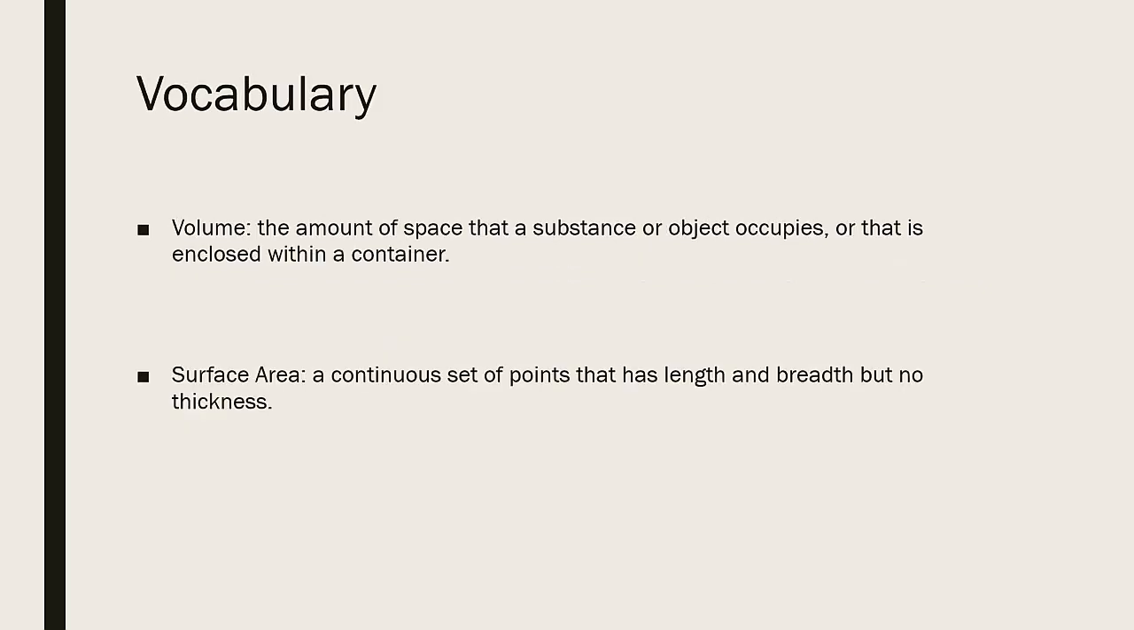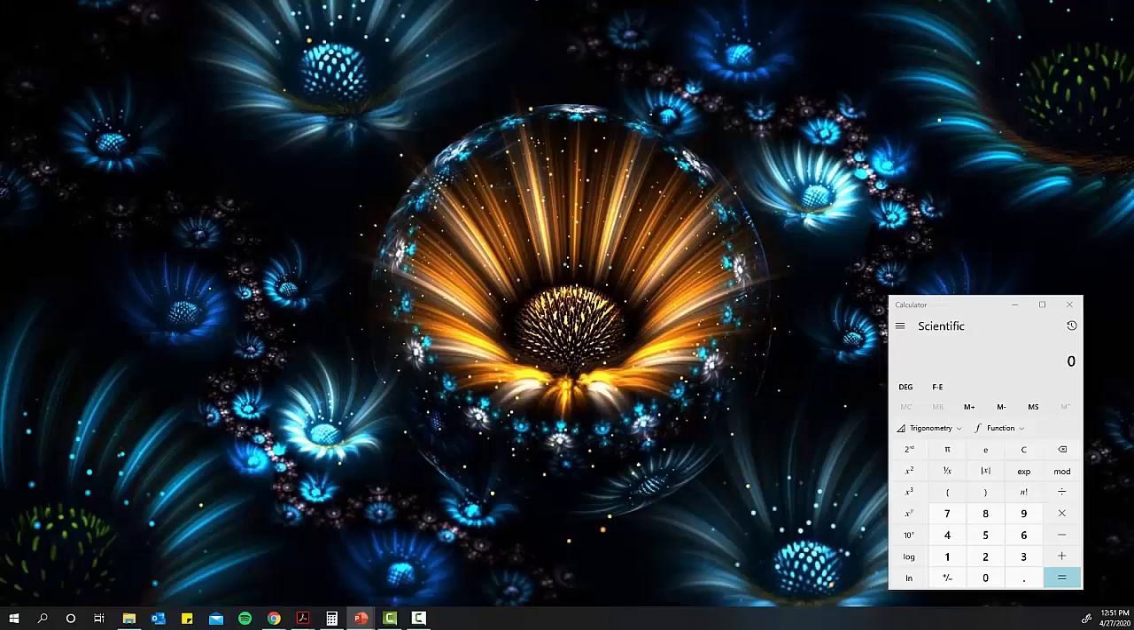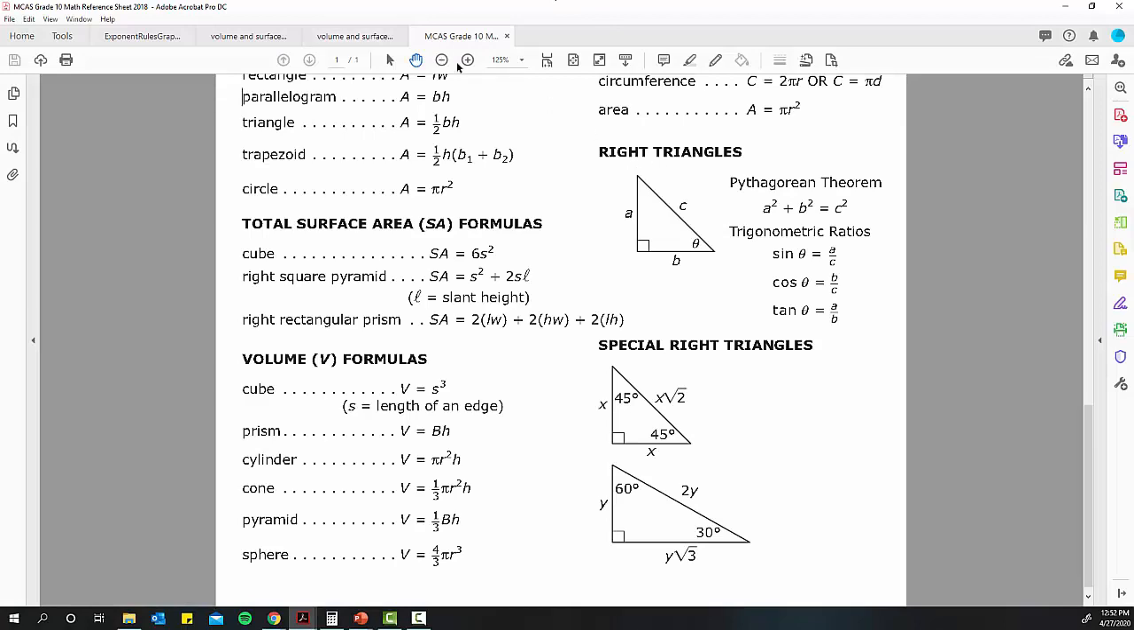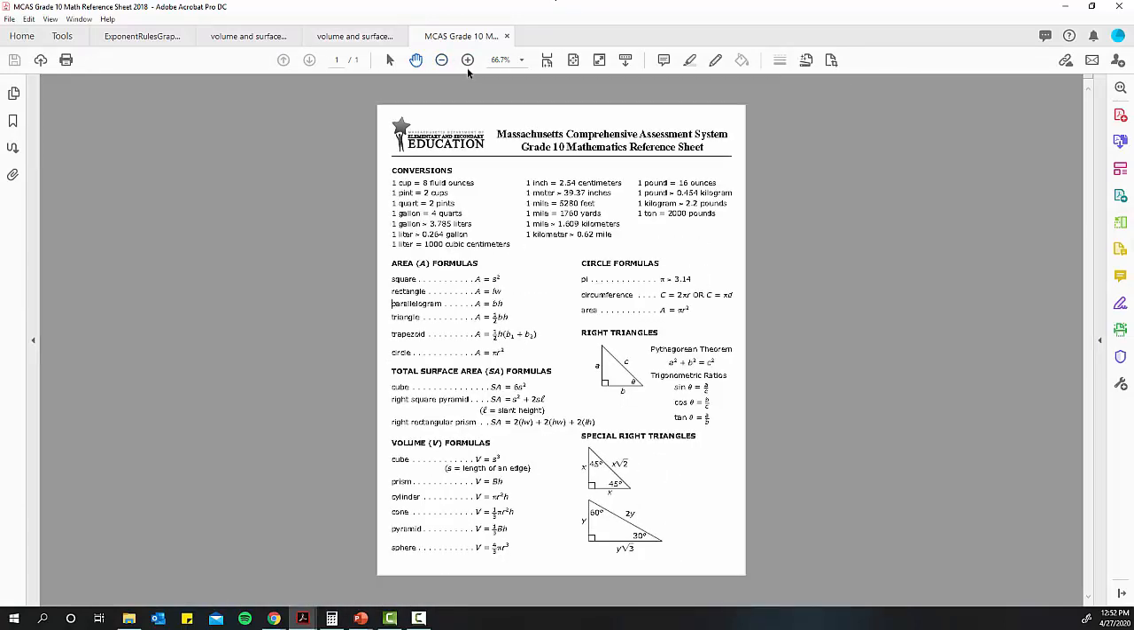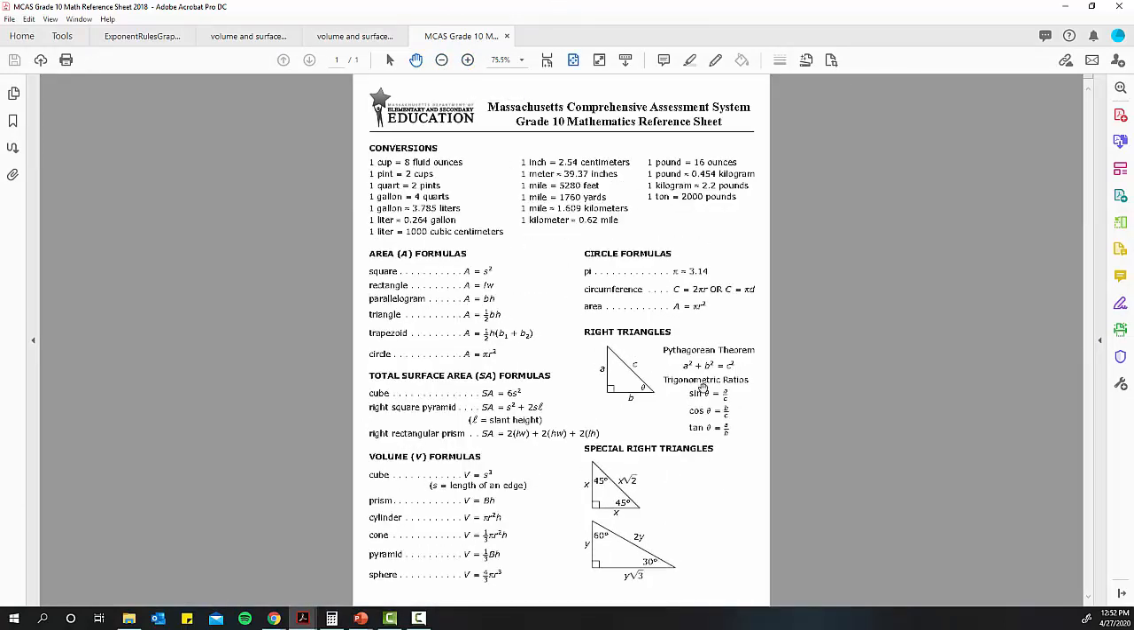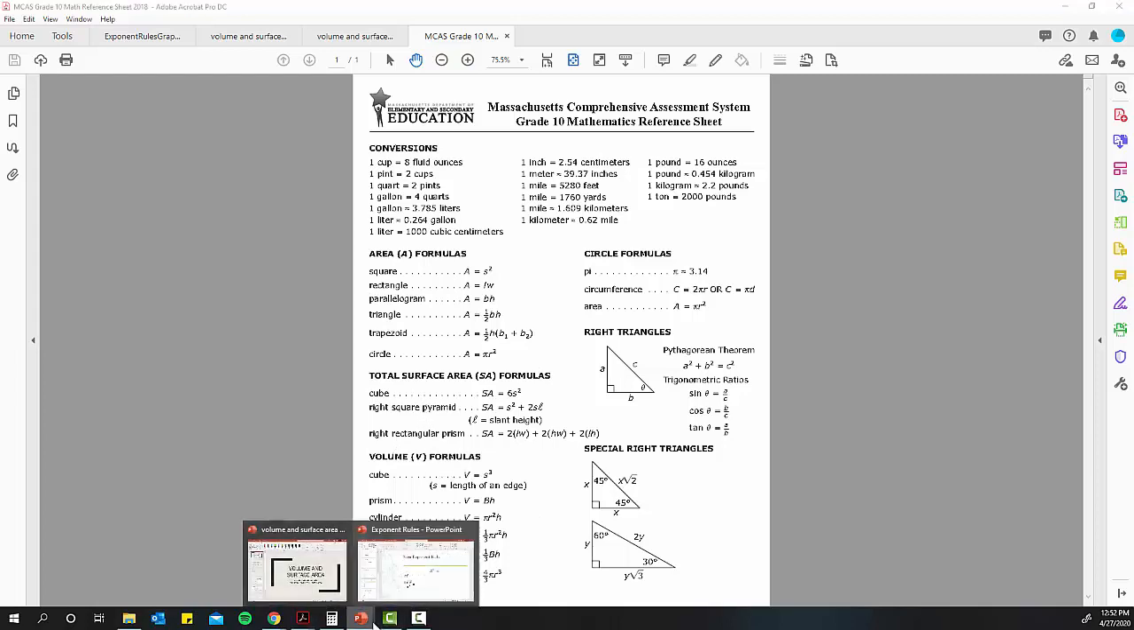So when I say MCAS reference sheet, I mean, open this reference sheet. They give you this formula sheet on the MCAS. And we're looking at the total surface area and volume formulas here and here today.